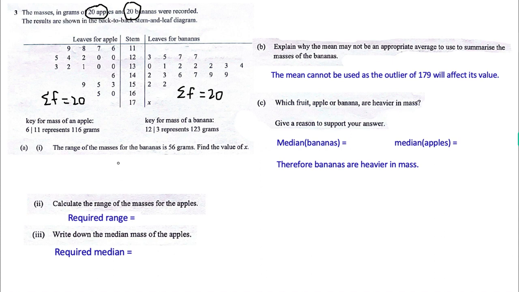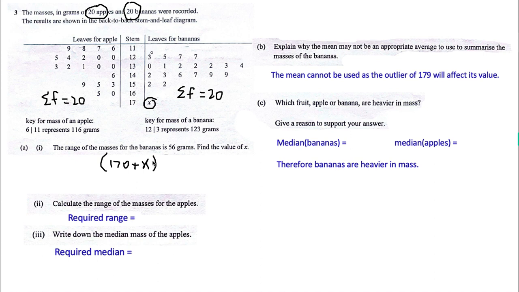Alright, now the first part requires us to find X, given the range of bananas is 56 grams. Now what is the range? The range is the highest value minus the lowest value. The highest value is always at the bottom. Here we are talking about bananas, so right at the bottom is X. But X is not the mass of the bananas. So as we can see here, 152 represents 150 plus 2. So therefore, over here, the maximum value will be 170 plus X.